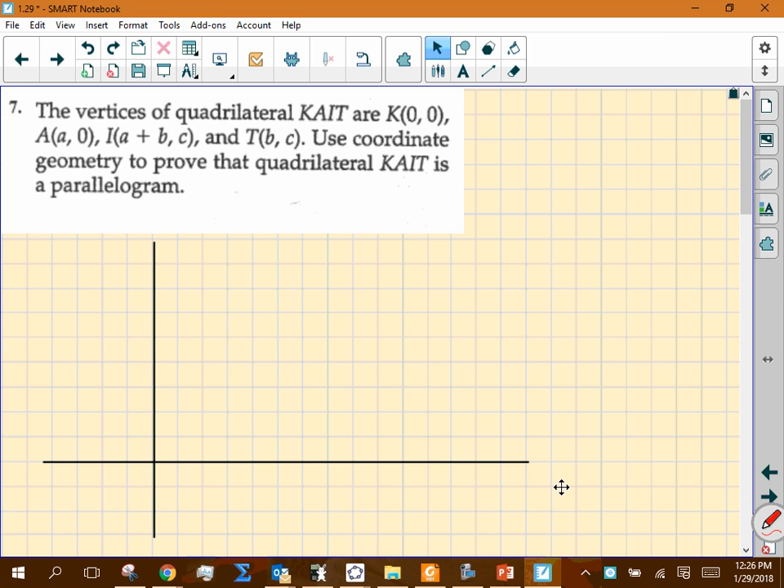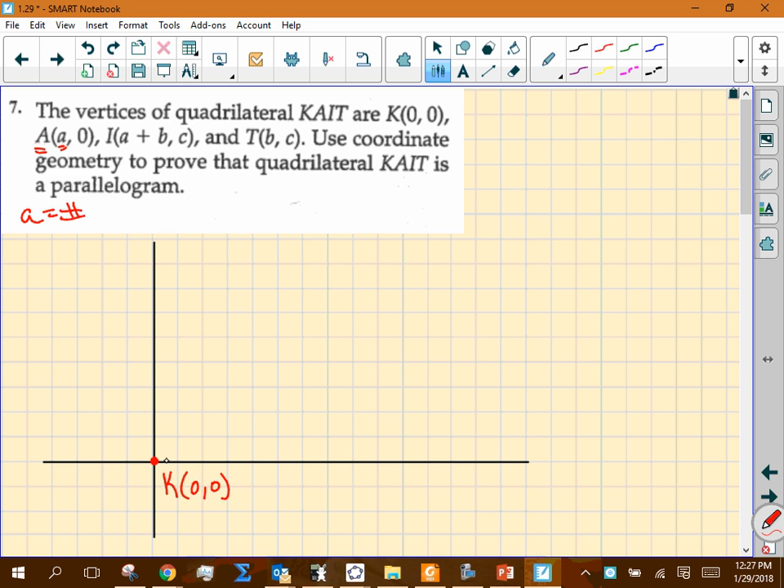All right, so they tell me that K is located at 0, 0. Now I don't really like how they use capital A here and then lowercase here as one of the coordinates. But capital A, the point A, is located at lowercase a, comma 0. And remember, lowercase a is just some number, right?